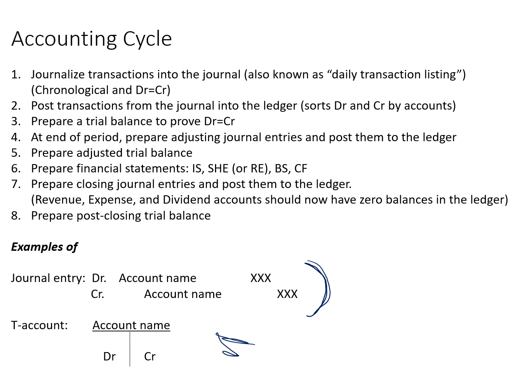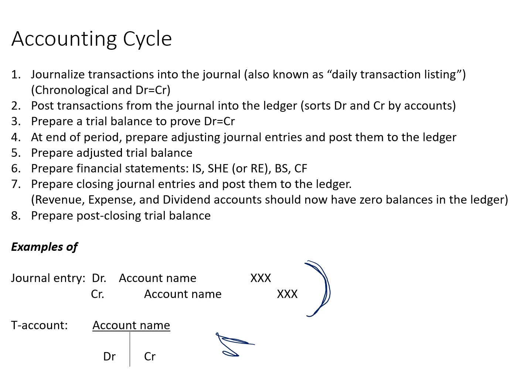Same information. To make sure you copied correctly, you prepare the trial balance, where you prove that you're a good copier and that debits still equal credits. And we'll do these first three steps in the second part of this video.